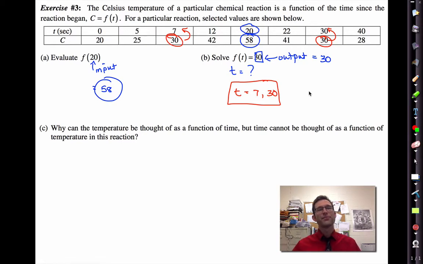All right, letter C. Why can the temperature be thought of as a function of time, but time cannot be thought of as a function of temperature in this reaction? You see, sometimes when we're relating two variables, which one is a function of the other is not necessarily clear. The distance that I've driven is a function of how much time I've driven. But how much time I've driven is also a function of the distance I've driven. On the other hand, here, the temperature is definitely a function of time, but time is not a function of temperature. So think about why that is.